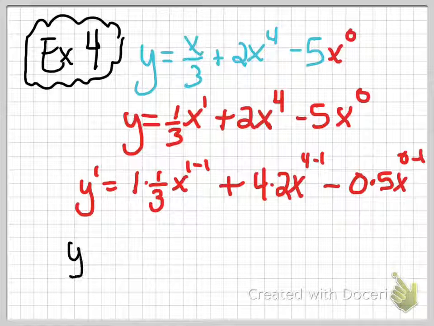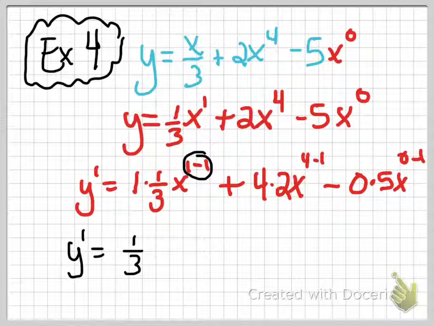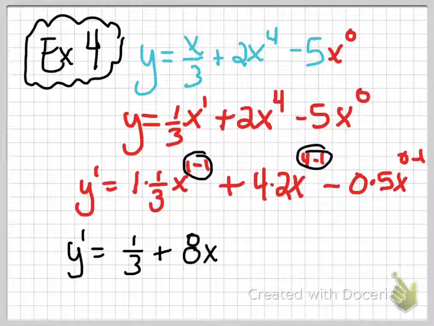So we've got y prime equals 1 times 1/3 is 1/3. X to the 1 minus 1 is x to the 0. And if you think about it, x to the 0 does not need to be written. It doesn't need to be there. So what I'm going to do is erase x to the 0 and just not even write it. And then I'm going to keep going here. Plus 4 times 2 is 8. And it's x to the 4 minus 1 here. So we're going to have x to the 3rd.